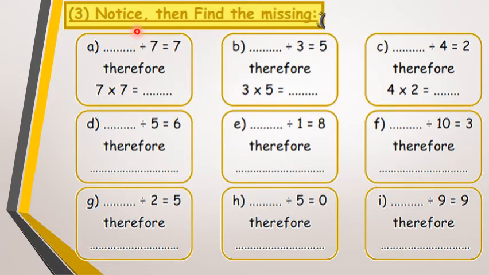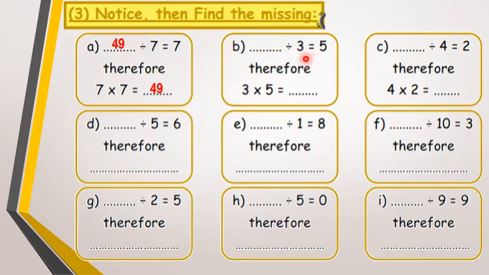Here we have another question: find the missing number. Here we have a different way. We have both factor pairs, but we don't have the product. So I will say that 7 multiplied by 7 gives you 49, so it will be 49.